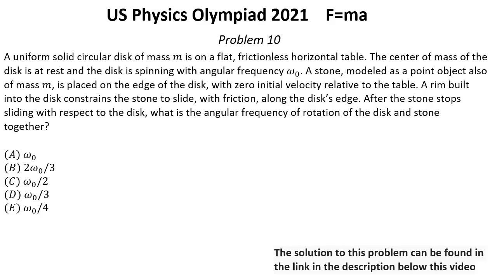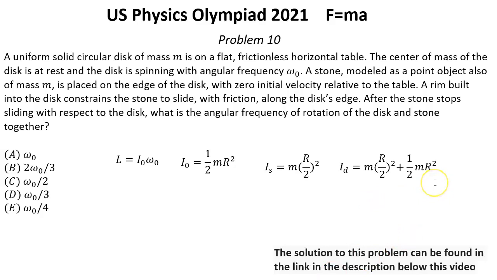Here we can use angular momentum conservation. So we have angular momentum equal to I0 multiplied by omega 0, where I0 for a solid disk is 1/2 m r squared. Now when we put this stone on the edge of the disk, we still have the same angular momentum, but now the whole construction rotates around a common center of mass, which stays at a distance r/2 from the center of the disk. So for this construction we need to compute the moment of inertia. For the stone that will be m multiplied by (r/2) squared, and for the disk that will be this expression. Here we use the parallel axis theorem. So the total moment of inertia for this system around the center of mass equals m r squared.